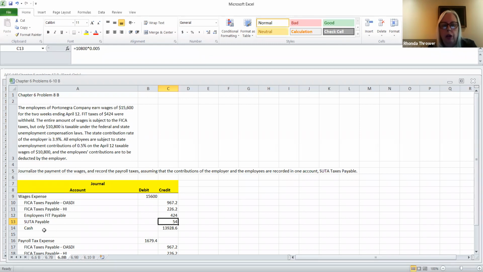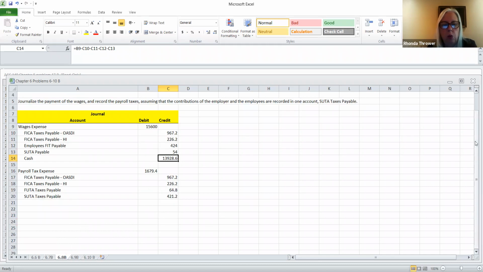And then we're going to credit our cash for the net amount that we paid to our employees, which is the gross amount less the deductions from their pay. The net pay is $13,928.60. They also wanted you to record the employer's share of taxes.